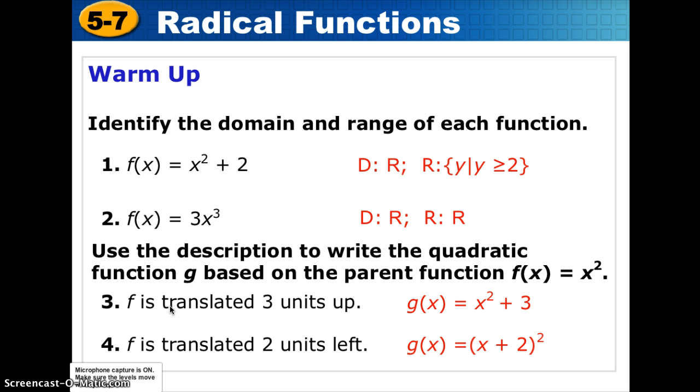When we look at 3 and 4, we are thinking back into what a vertical translation looks like and what a horizontal translation looks like. And you probably have guessed that that's because we're going to be looking at radical functions and their translations.